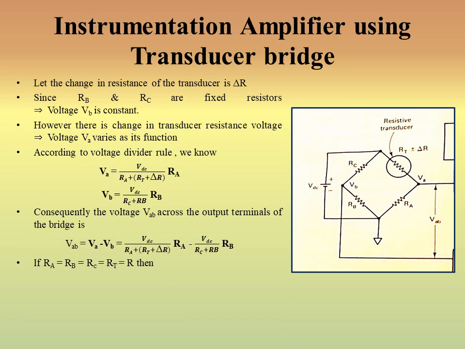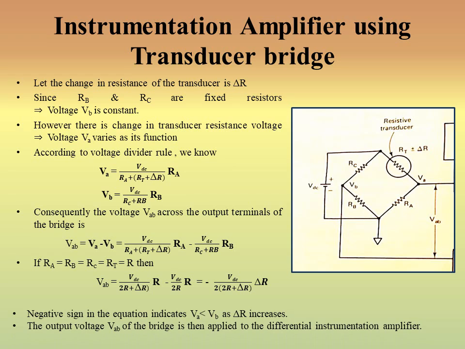Now here we are simplifying the situation by considering RA, RB, RC and RT to have the same value. Let this be equal to R, and if we place these values, then what do we get? We get a simplified VAB, equal to minus VDC upon 2 bracket 2R plus delta R into delta R. This is the potential difference across points A and B, and this potential difference is fed into the operational amplifier stage, the intermediate stage.